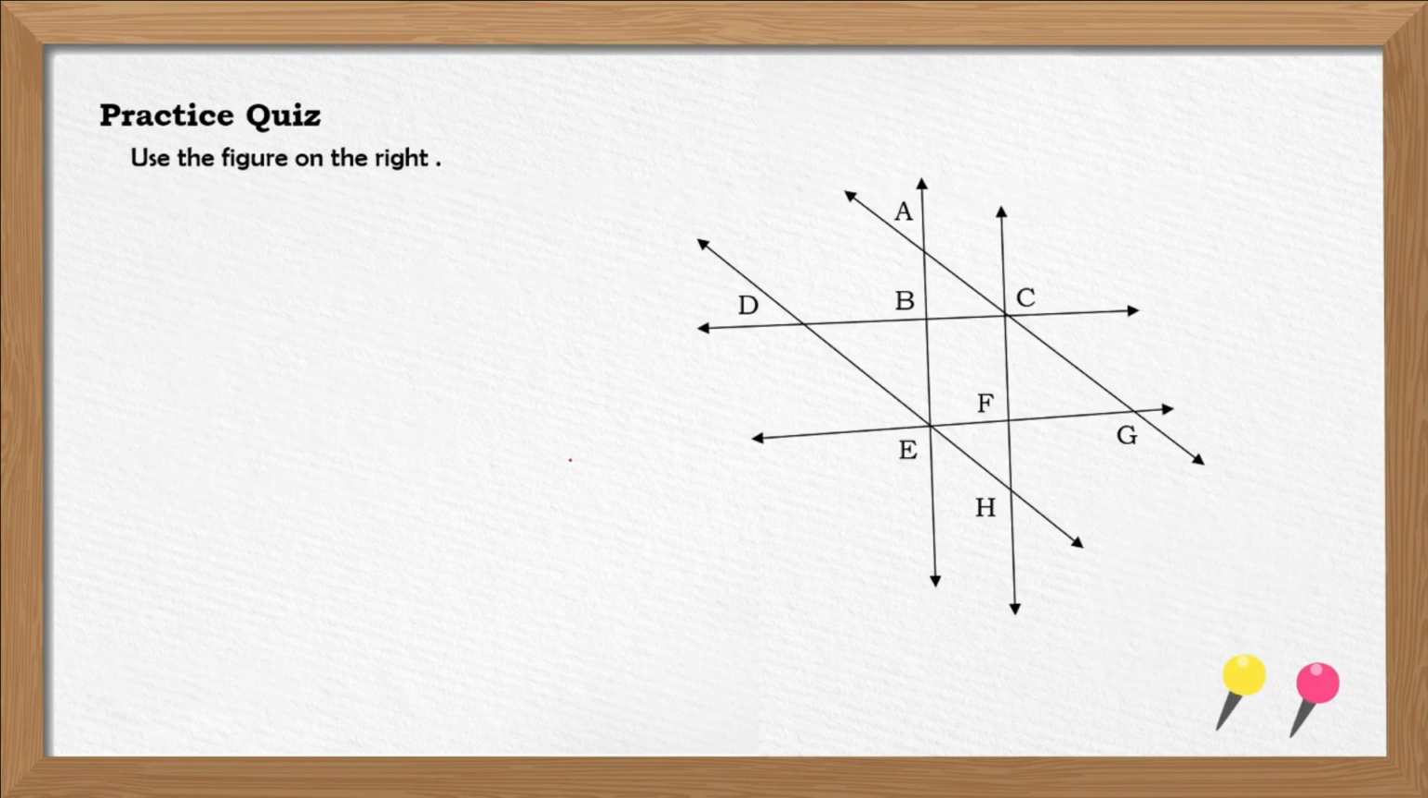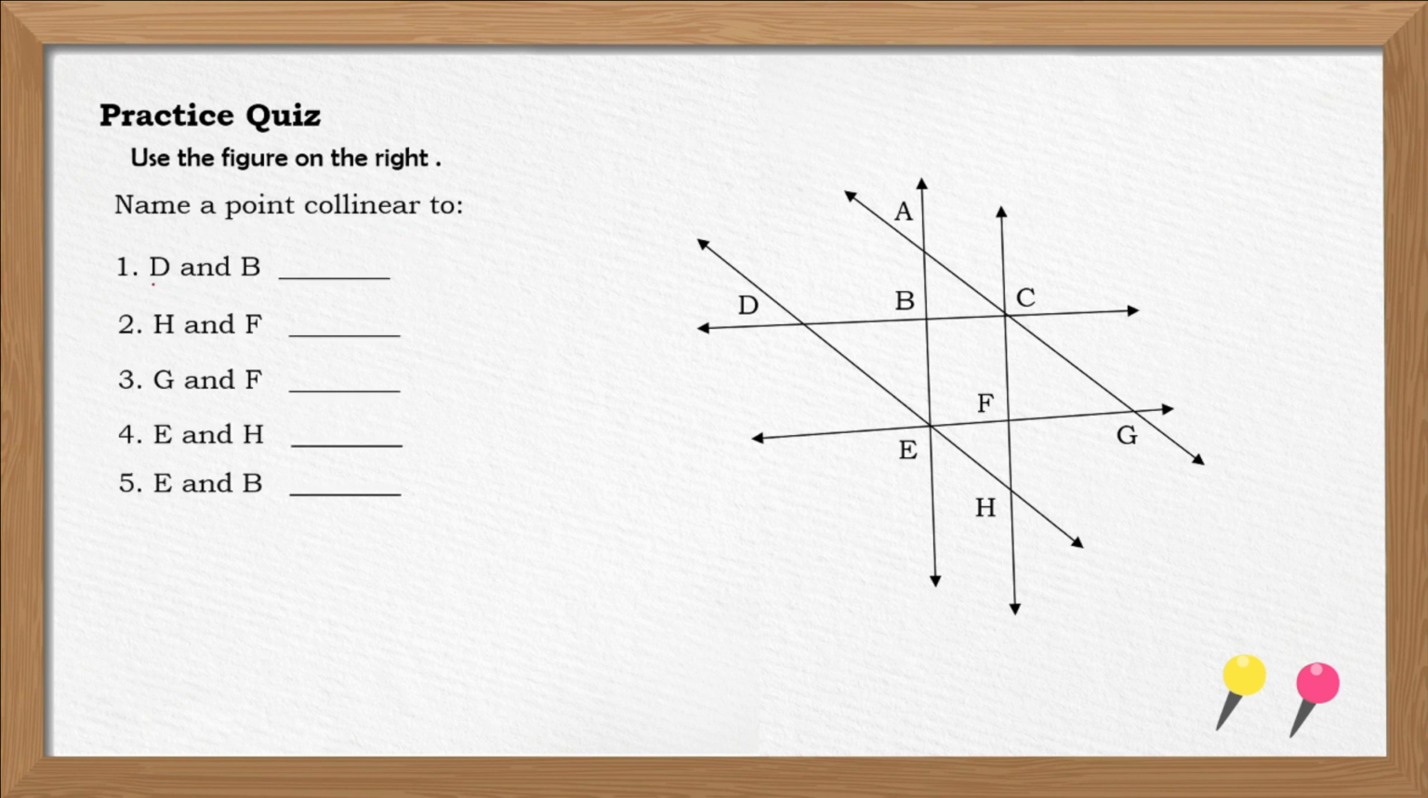Okay, another one. Use the figure on the right. Name a point collinear to number 1, D and B. So let's say we have point D, point B, and another point that is collinear to B and D. So we have point C. They are collinear points. So the answer here is point C.